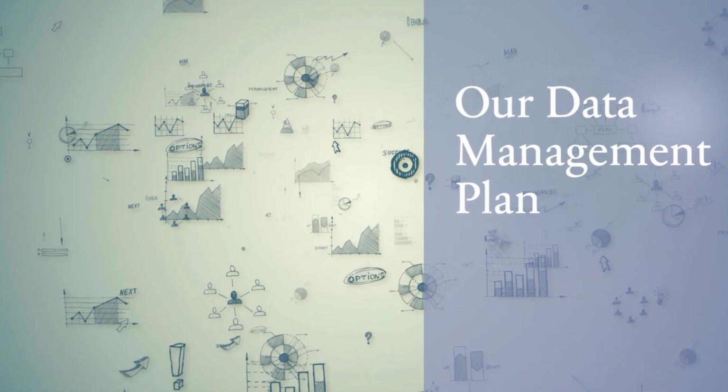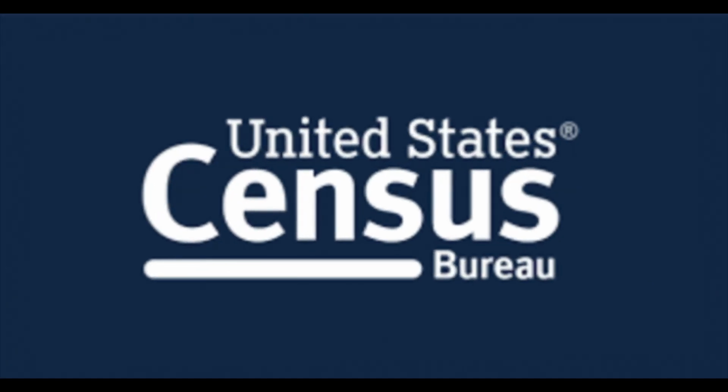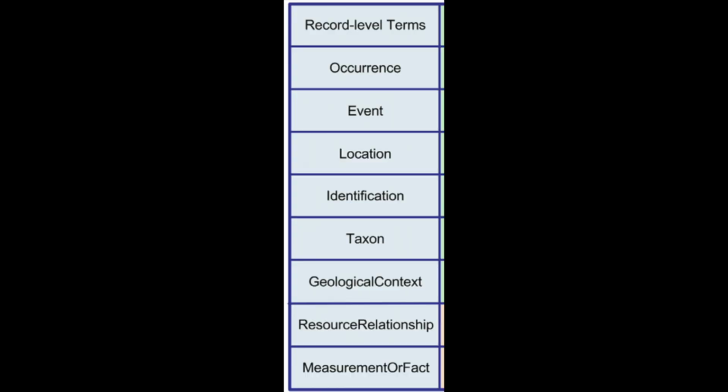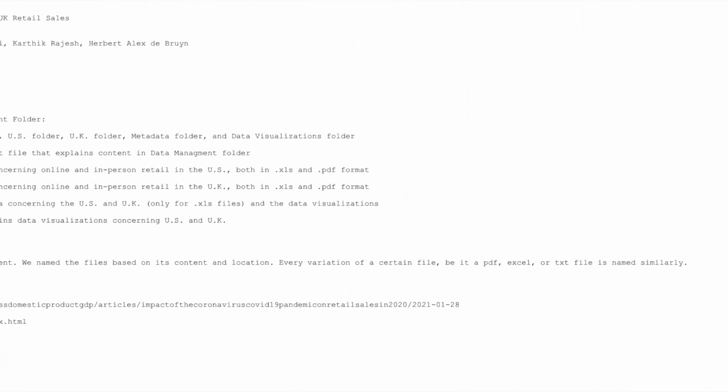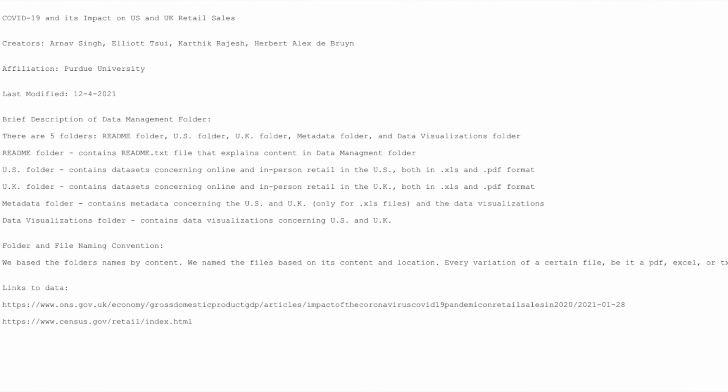Next, we will be describing our data management plan. We obtained datasets from the Census Bureau and the Office for National Statistics. Using the Darwin Core Archive, our team created a README file that gives an overview of what is contained in our team folder by following specific guidelines.